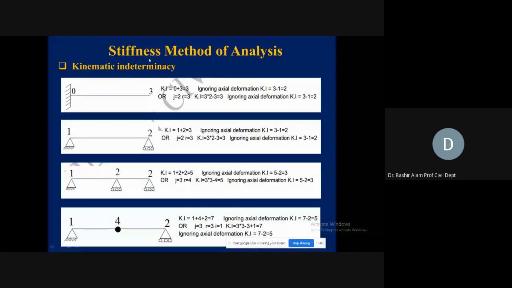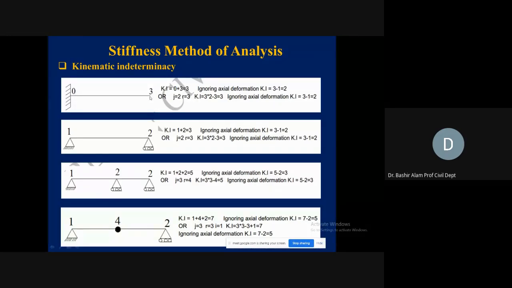Now here, how do we find the kinematic indeterminacy? In the top, this white portion, you see a cantilever beam. The left end is a fixed support, and on the right end we have a free end. So at the fixed support, this 0 shows the number of kinematic indeterminacy here. Why? Because it has the capability to resist displacement in each direction, vertical, horizontal, as well as moment. So here it is 0.